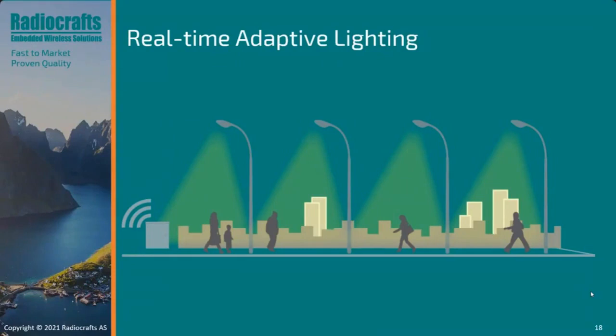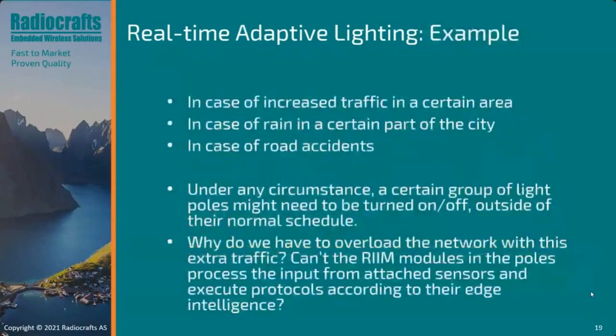So this way, you have a group of your light poles which executed a process without getting back to the central management system. So it's some sort of edge intelligence, which you can also improve yourself in the C code, which significantly reduces the overall traffic between the nodes and the management system. It can also be very beneficial in case of increased traffic in a certain area, or rain in certain parts of the city, road accidents, any circumstance that happens in a specific part, which only a specific number of light poles need to act on.